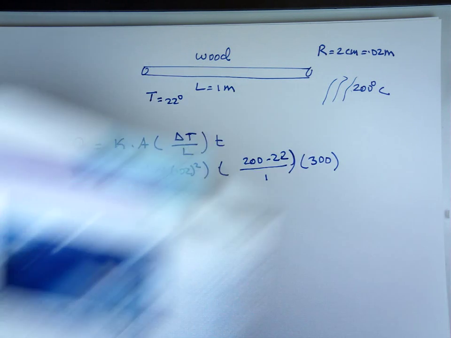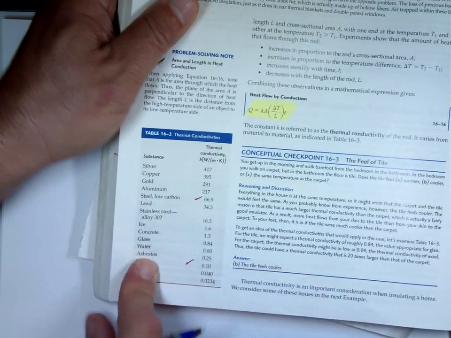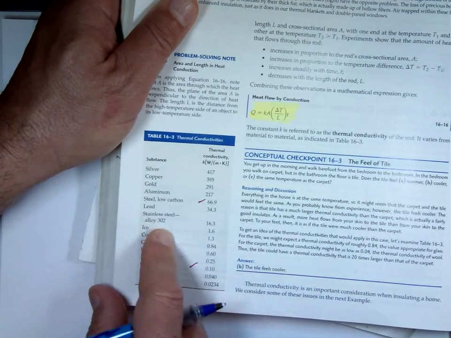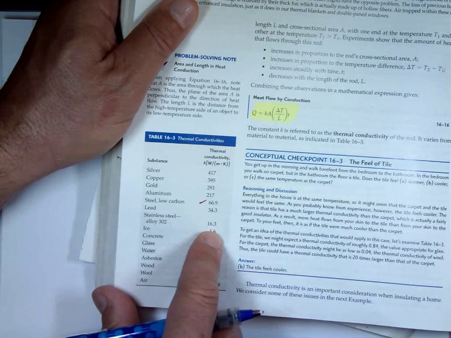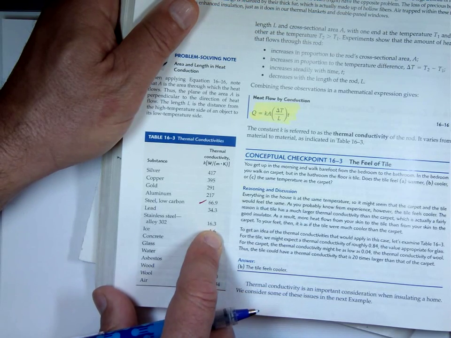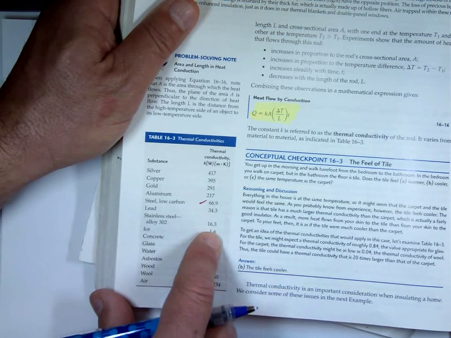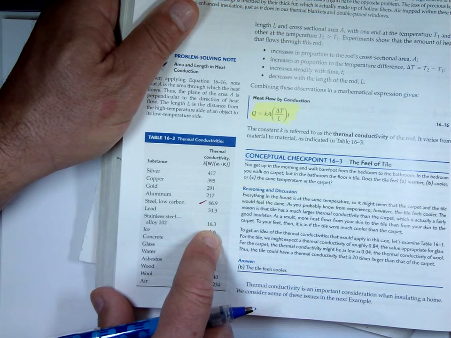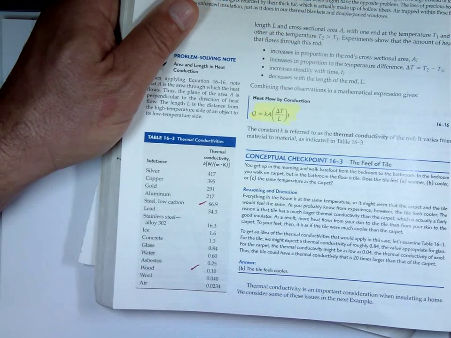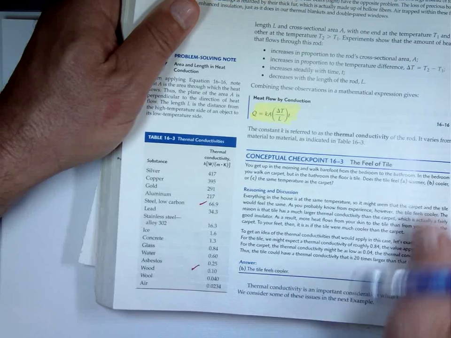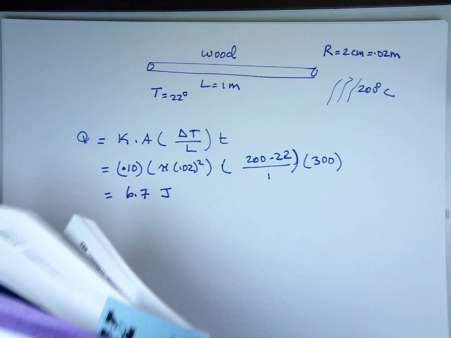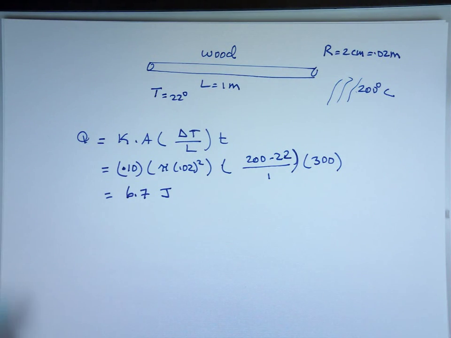But if you look at most cooking pans, they have plastic, or if it's steel, stainless steel alloy, which is only 16.3. Instead of having aluminum, which is 217, this is 16.3. It gets hot, but not as hot as that one. So that's how conduction works.